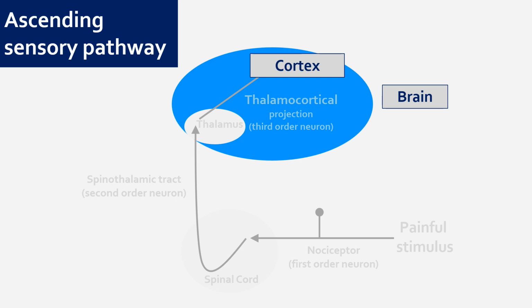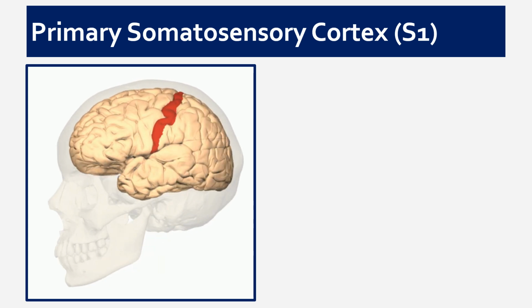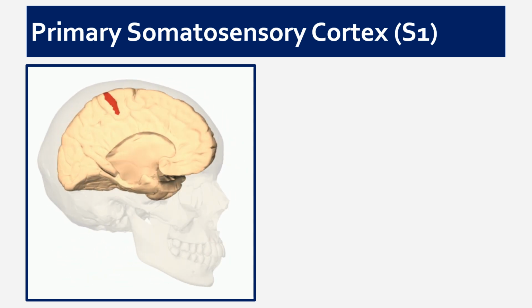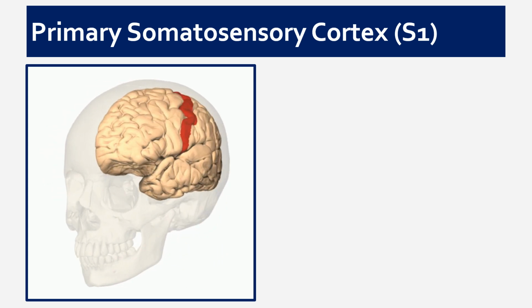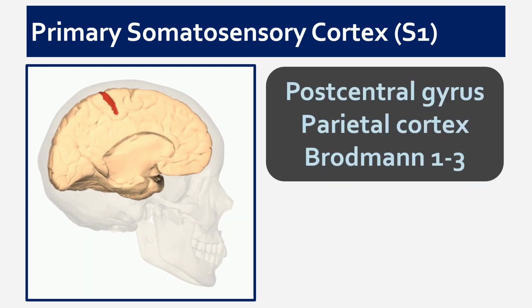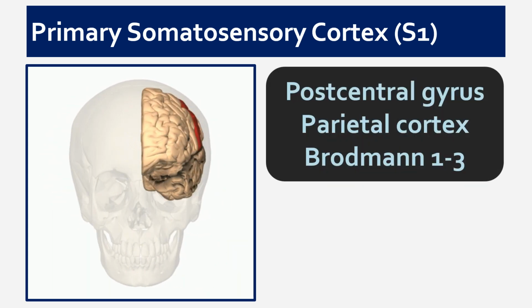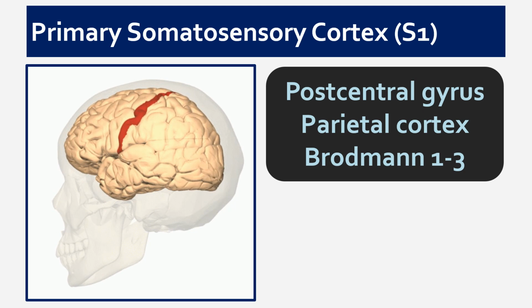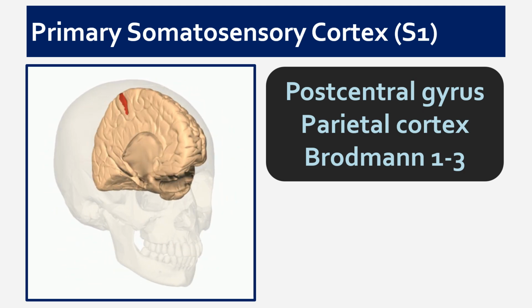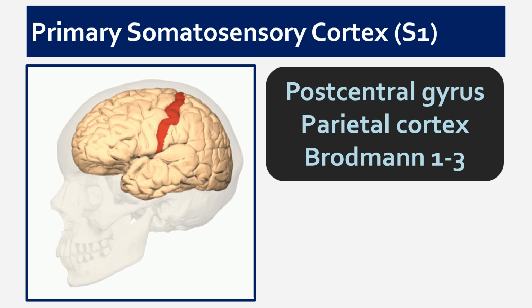And this is where, in many ways, the most human and most complex aspects of sensory processing take place. Perhaps the most important cortical region is here. I'll just pause and let this animation play through. This is what we call the primary somatosensory cortex. It's located on the postcentral gyrus, the most anterior part of the parietal cortex. If you're familiar with Brodmann areas, it's Brodmann areas 1 to 3.